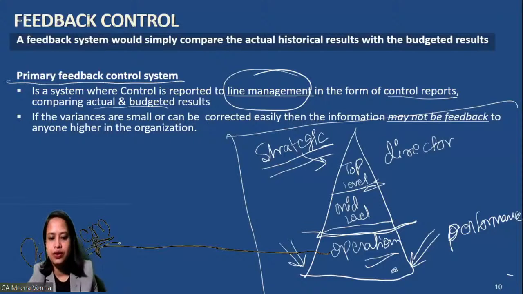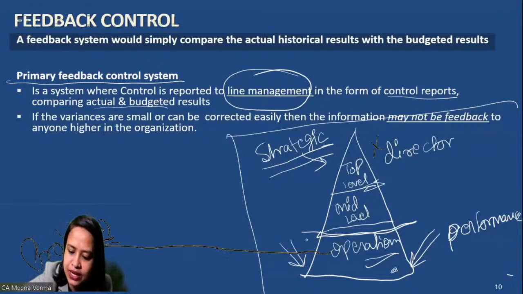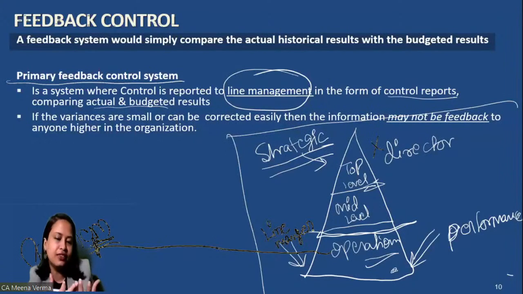Okay, and they report this problem not to the top level management but to the line management, the managers who are responsible for the work here. This is the problem faced by the people who are actually working with machines. In case, while doing their work, they receive any kind of problem, error or variances, they prepare the control report, this feedback control report, and send it to the line manager. This variance, error or problem will be corrected easily at this level itself.